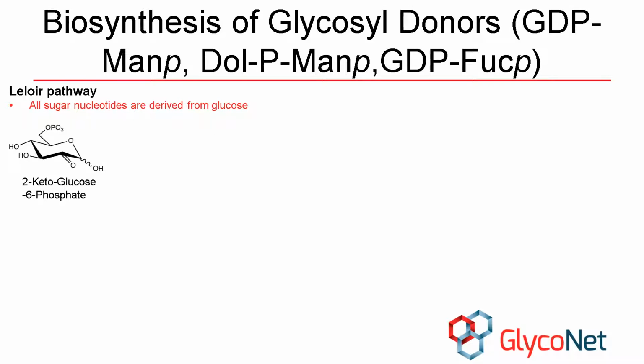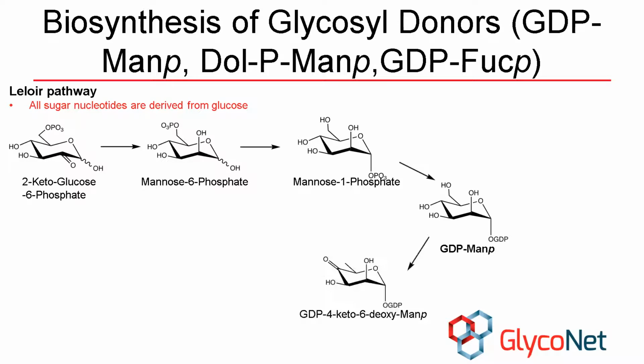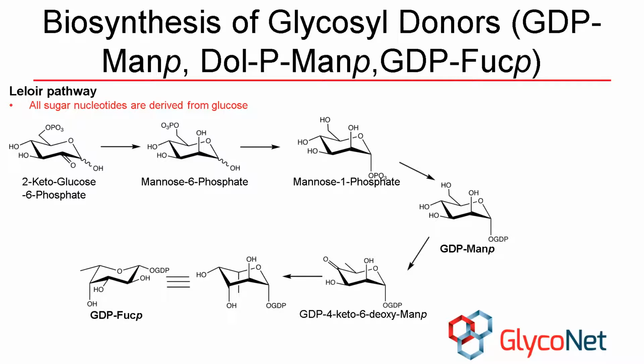From the 2-keto-glucose 6-phosphate intermediate, mannose 6-phosphate is formed. The phosphate group is transferred to position 1, which undergoes a reaction with GTP to give the activated sugar GDP-mannopyranose. From the activated sugar GDP-mannopyranose, GDP-fucopyranose is formed, as well as the dolichol phosphomannose.